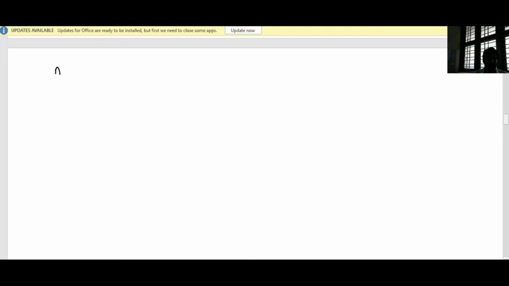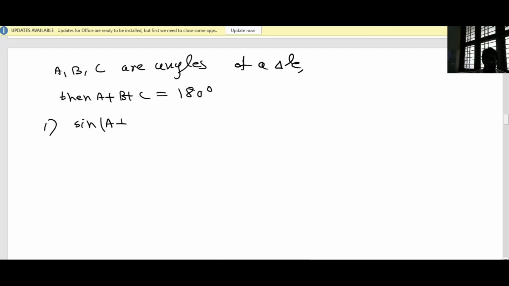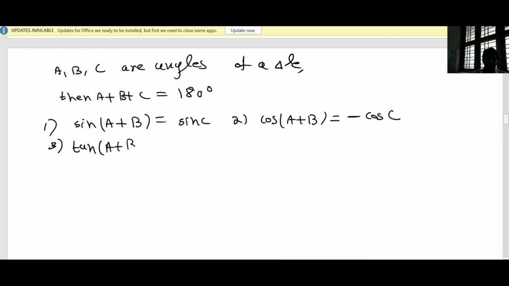So if A, B and C are angles of a triangle, then clearly A plus B plus C equal to 180 degree. Then you need to remember the formulas. First one, sine of A plus B is equal to sine C. Second one, cos of A plus B is equal to minus cos C. Third one, tan of A plus B equal to minus tan C.